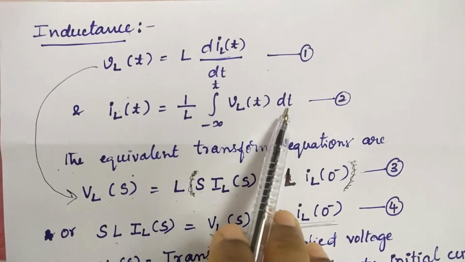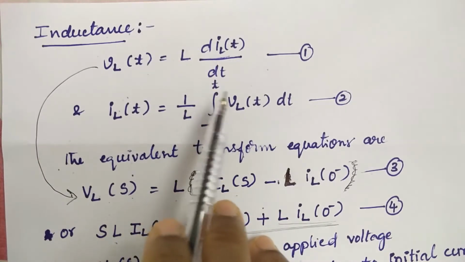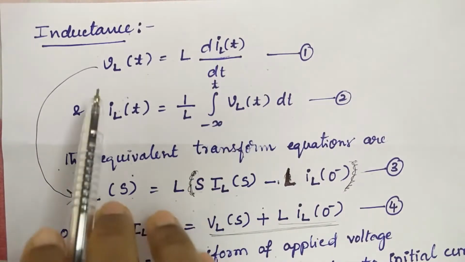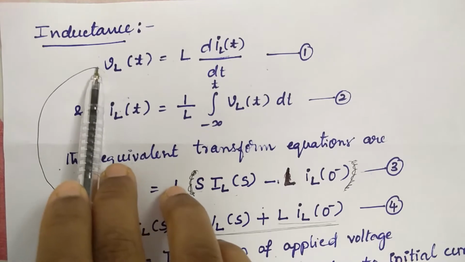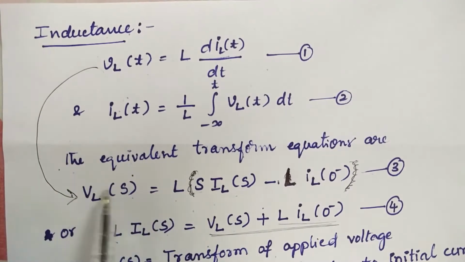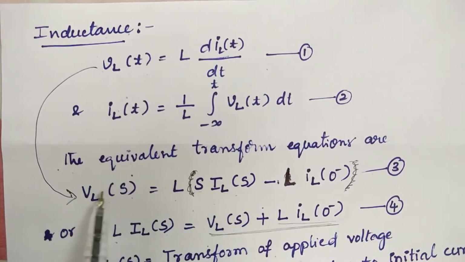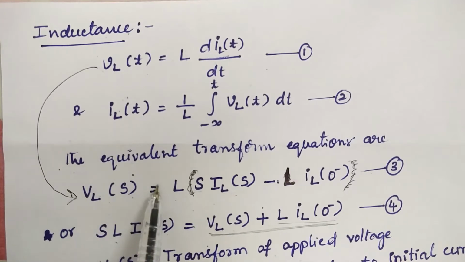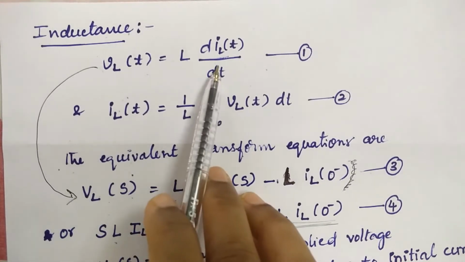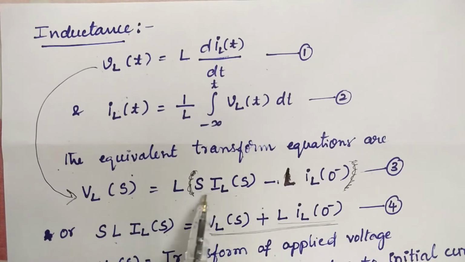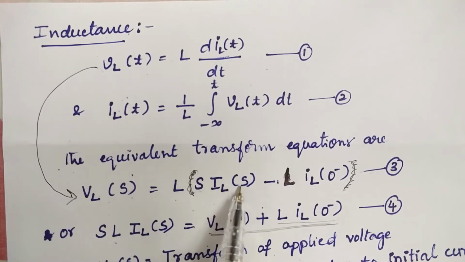Now, in the same way that we did in the resistance case, we are taking the transformed forms of these two equations. First we consider the voltage equation. VL of t can be replaced by VL of S equals L into, here is a differentiation, so the Laplace transform will be S into IL of S.